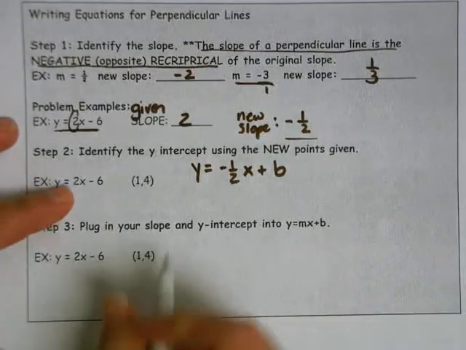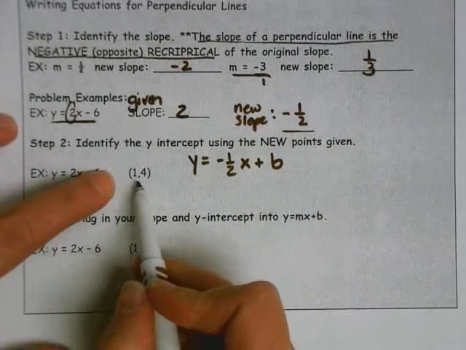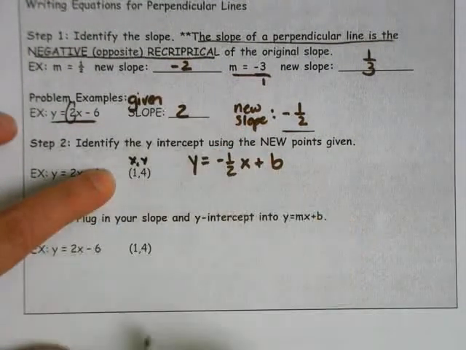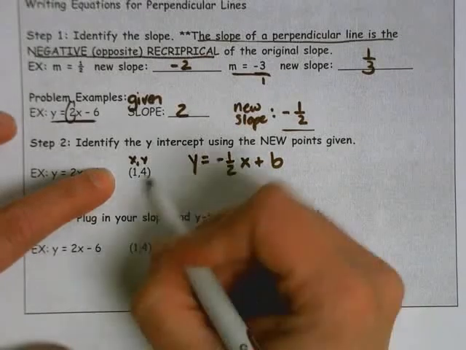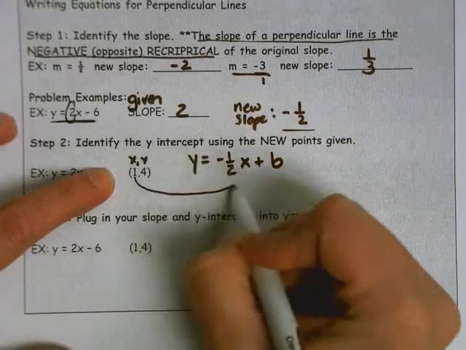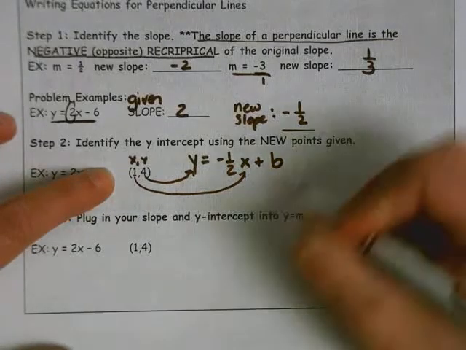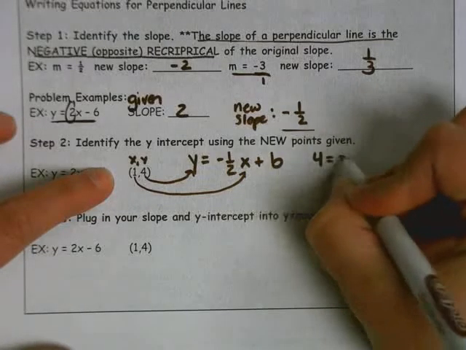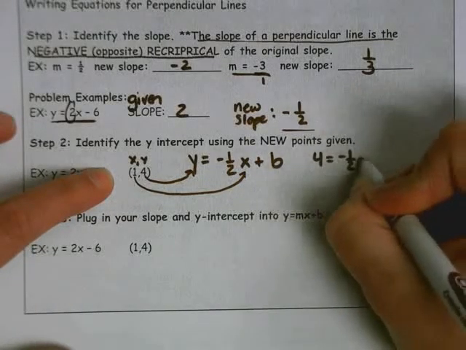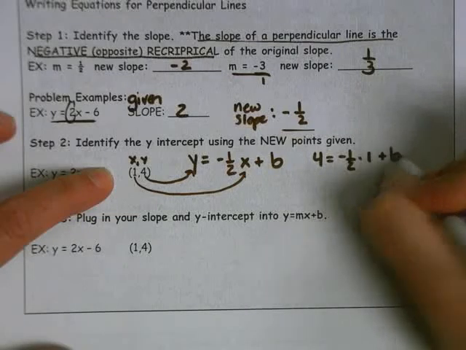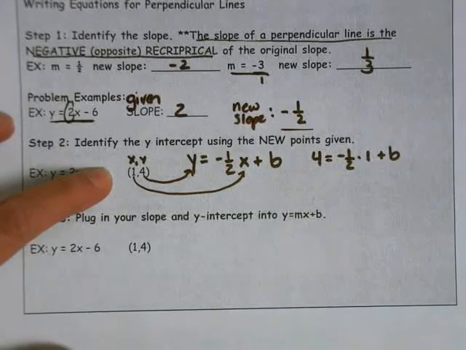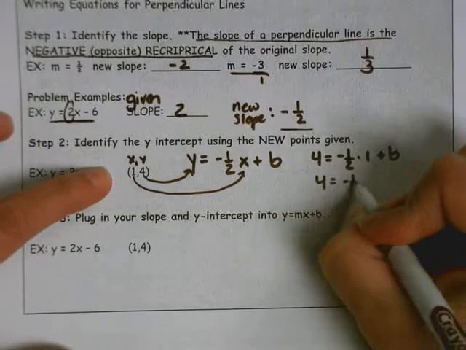Let's assume the problem says it's going through this point right here, this x and y. We're going to plug in that x and y again. These are the same numbers as the last example. There's our 1, there's our 4, our x and our y. So it's going to be 4 equals negative 1/2 times 1 plus b. So 4 equals negative 1/2 plus b.